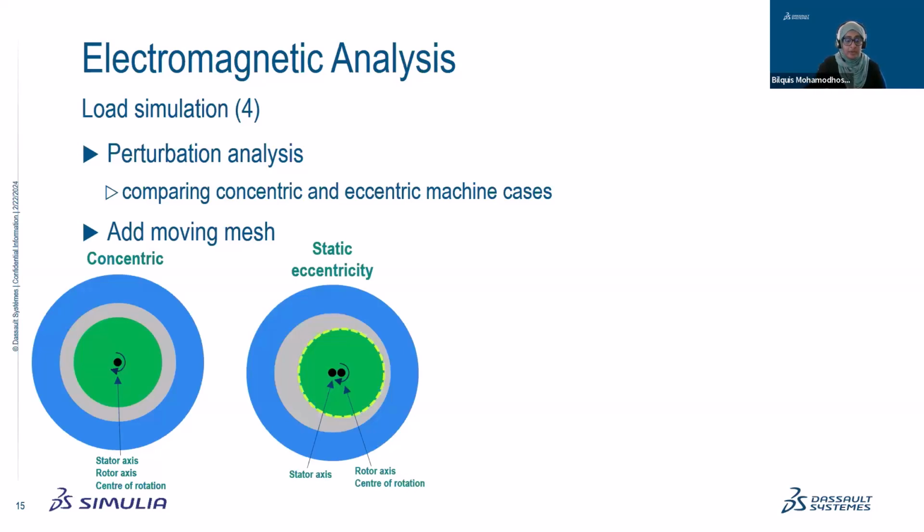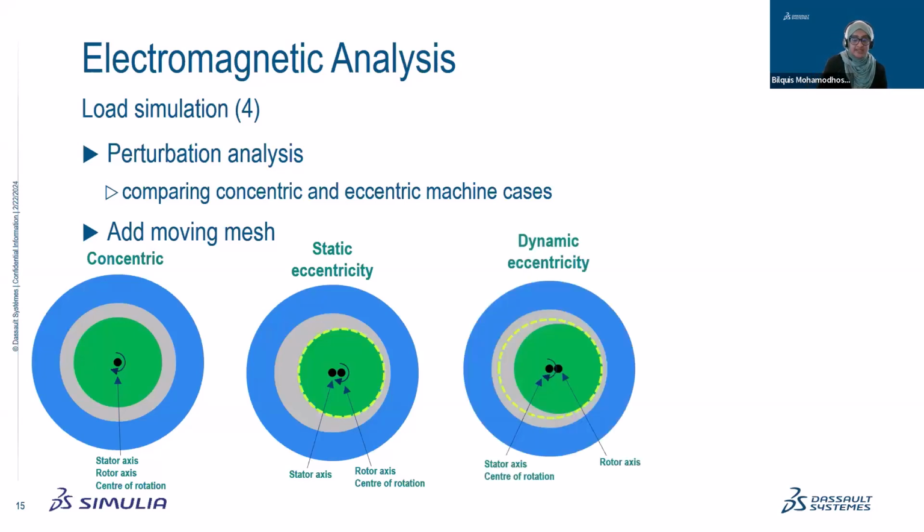For example, where you have the rotor axis and the center of rotation that are aligned, but they are misaligned with the stator axis, which means that the rotor will still rotate around the center of rotation, but you can see that you don't have a very uniform air gap all around the rotor. Nevertheless, the air gap will still stay constant with time.